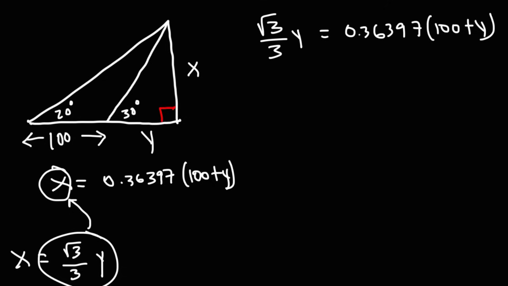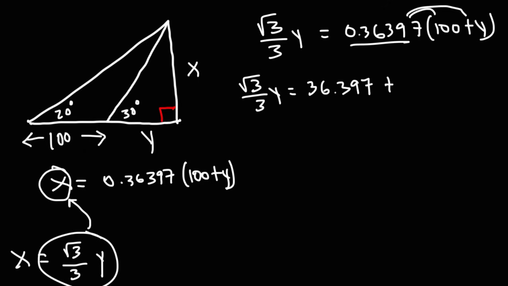So let's begin by distributing this value to 100 and to y. So 100 times 0.36397, you just need to move the decimal 2 units to the right, and you'll get 36.397. And then plus 0.36397 times y. Now, I'm going to move this number over here. The square root of 3 divided by 3 is 0.57735, and then times y.